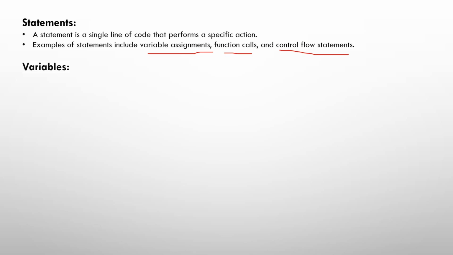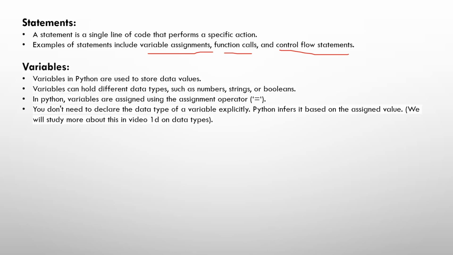Next we have variables. Variables in Python are used to store data values. Variables can hold different data types such as numbers, strings, or booleans. In Python, variables are assigned using the assignment operator, which is the equal to sign. You don't need to declare the data type of variable explicitly. Python infers it based on the assigned value. We will study more about this in video 1D on data types.